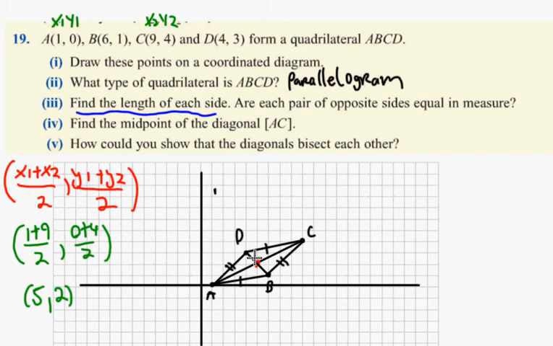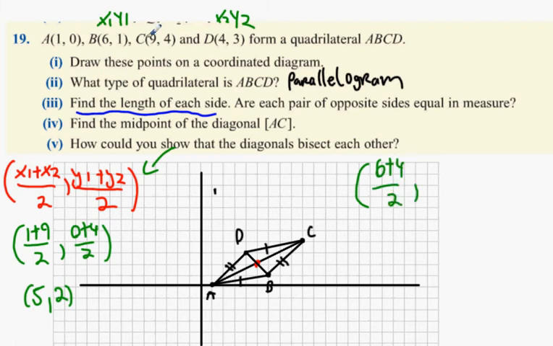That makes sense? So what I do is I do the midpoint formula again, except this time it'd be for DB. So I'd have my x1, y1, x2, y2. Reusing the formula from before, we're going to get 6 plus 4 divided by 2, and then 1 plus 3 divided by 2, and that gives me 5, 2.